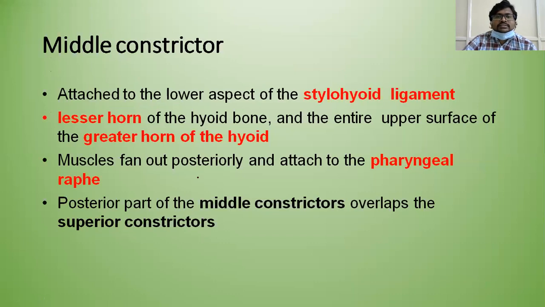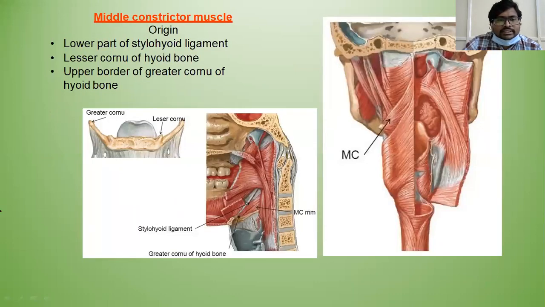Now coming to middle constrictor. Middle constrictor has the following bony origins. It originates from the lower end of the stylohyoid ligament. See, this is the lower end of the stylohyoid ligament. From lesser cornua. See, this is the lesser cornua. And upper surface of the greater cornua of the hyoid bone. From there, the fibers go upwards, backwards, and medially.